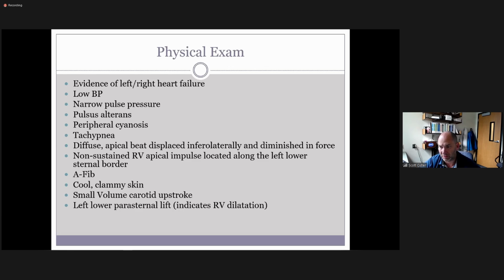And of course, it would be exacerbated by exercise. So if I was to go run, and I was in a situation where we've got dilated cardiomyopathy, then running may exacerbate that, and then they may start exhibiting these types of symptoms, particularly the cyanosis and the shortness of breath. They'll have a diffuse apical beat that will be displaced inferolaterally and diminished in force. Okay, so again, it's just kind of displaced.